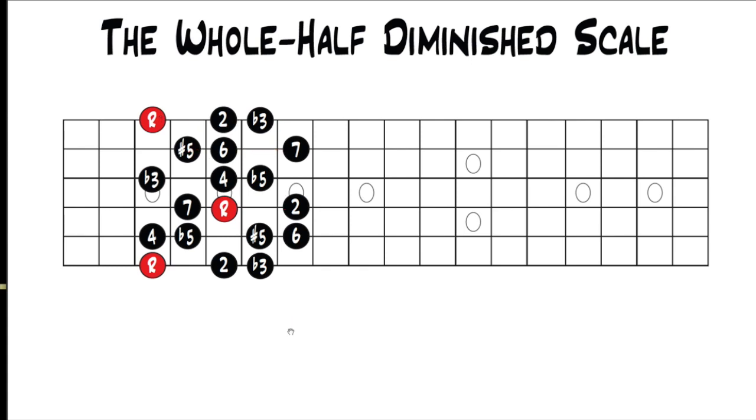Root, 2, flat 3. So this kind of makes it compact, a little easier to manage, because this can be kind of a hard scale to break up into patterns and manage these and visualize them when you're used to other types of scales.